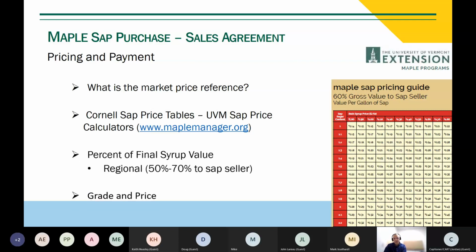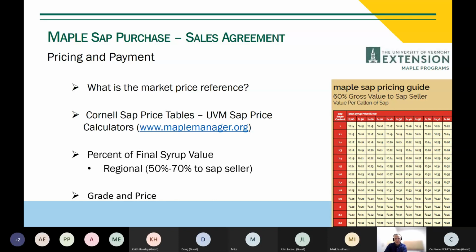Generally, what we've seen in a sap sales agreement is regional in nature. Anywhere from 50% to 70% can go to the sap seller, and that's 50% of the final syrup value going through those calculations, and then deciding the percentage that goes to the sap seller. In more competitive maple regions like Northern Vermont, we certainly see 65%. Sometimes you hear 70% goes to the seller.